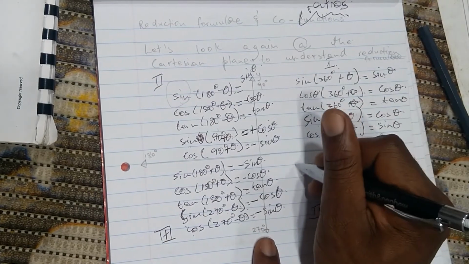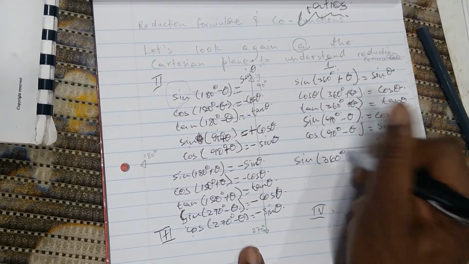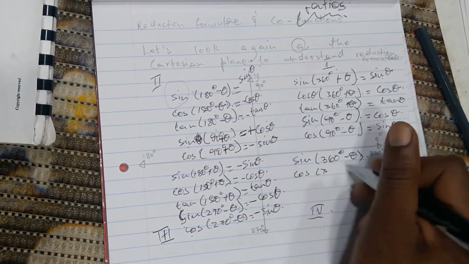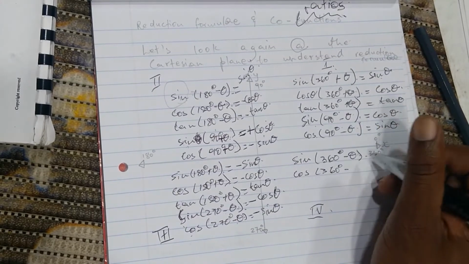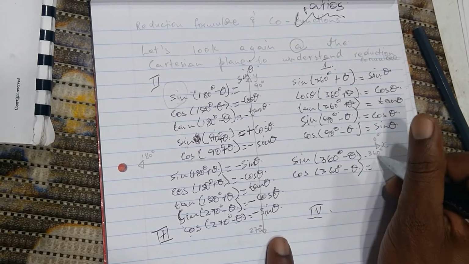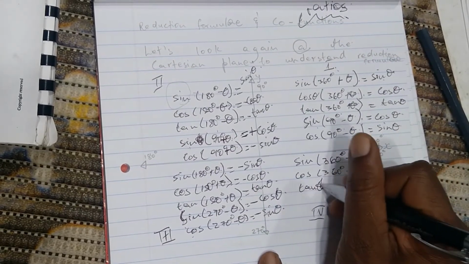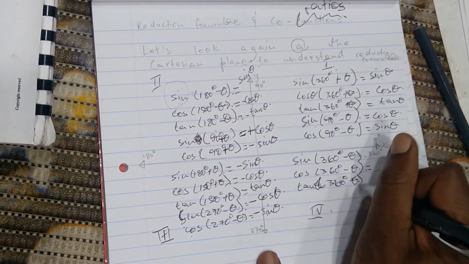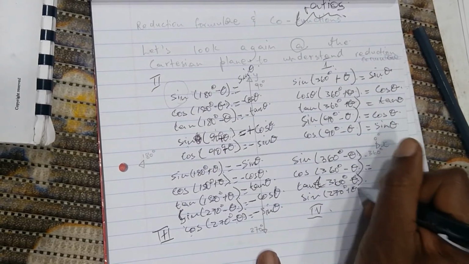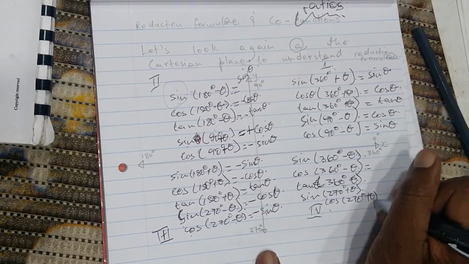So just for the last part, again here we can say sine of 360 degrees minus theta, the cos of 360 degrees minus theta, and then the tan of 360 degrees minus theta, and then the sine of 270 degrees plus theta, and then the cos of 270 degrees plus theta, right?